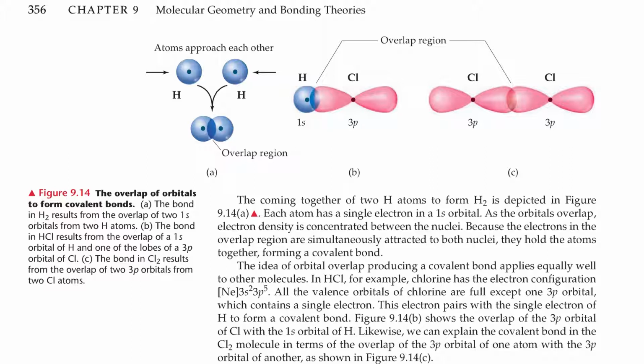Figure 9.14, the overlap of orbitals to form covalent bonds. A. The bond in H2 results from the overlap of two s orbitals from two hydrogen atoms. B. The bond in HCl results from the overlap of a 1s orbital from hydrogen and one of the lobes of a 3p orbital from chlorine. And C. The bond in Cl2 results from the overlap of two 3p orbitals from the two chlorine atoms.